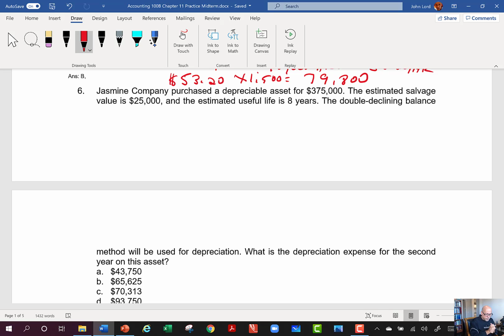Jasmine Company purchased a depreciable asset for $375,000. The estimated salvage value is $25,000, and the estimated useful life is 8 years. Double declining balance method will be used for depreciation. What is the depreciation expense for the second year of this asset?